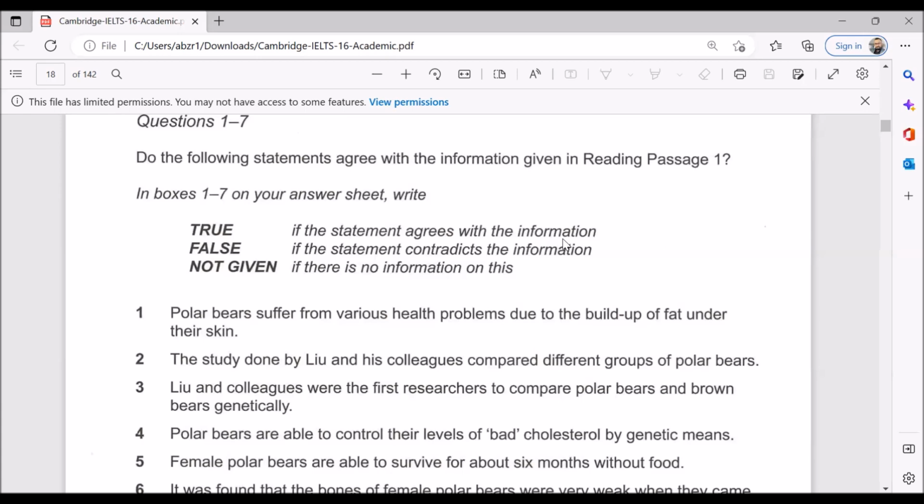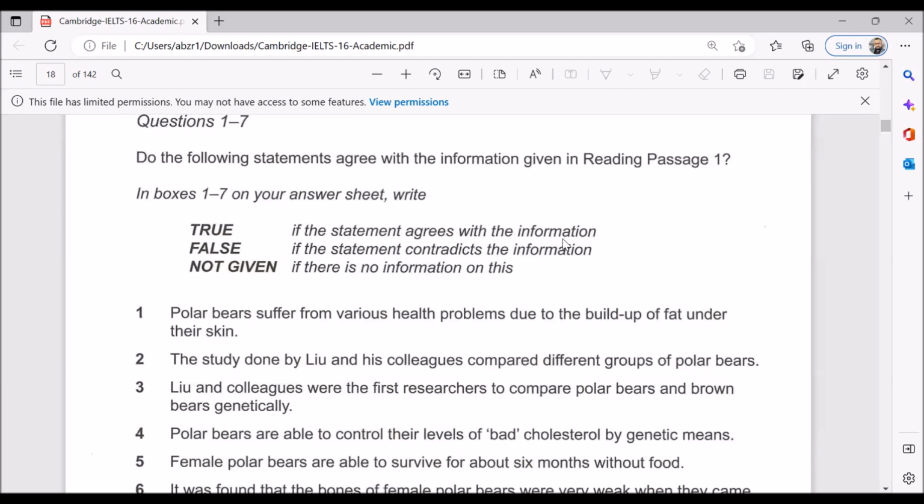But if they keep the same information, but they change the related information to the main subject, that would be the false statement. That's the easiest way to remember. If they change the subject, that's not given. If the subject remains the same and the related, or supporting, information is changed in the factual statement, that would be false. But the most confusing thing here is finding out whether the answer is false or not given.